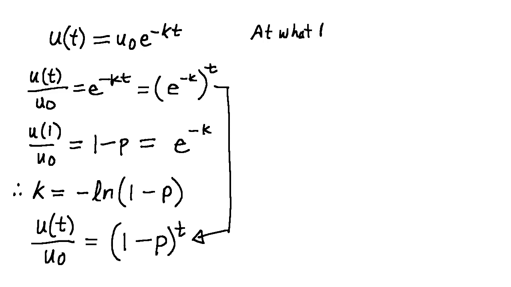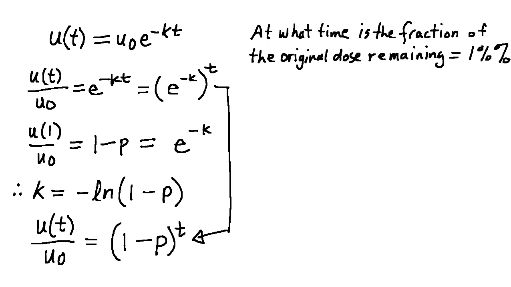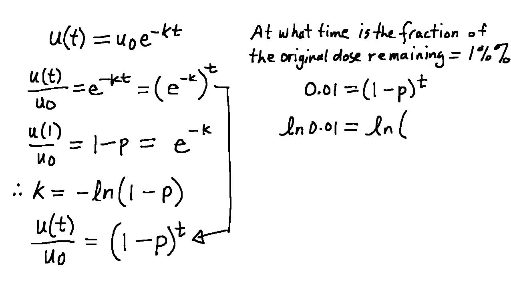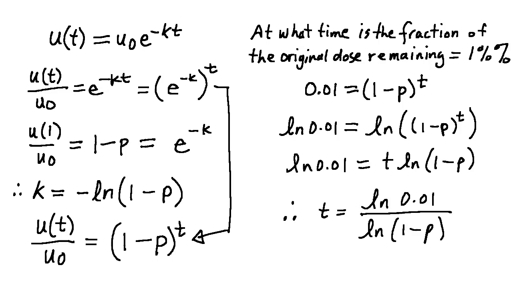Let's not forget that we have an actual question to answer. We want to know when the amount of drug has fallen below 1% of the initial dose given. Using our model on the left, we set u of t over u0 equal to 0.01 and solve for t as follows. We conclude that 1% of the original dose remains after ln of 0.01 divided by ln of 1 minus p hours. Of course, beyond this point, the amount is less than 1%.